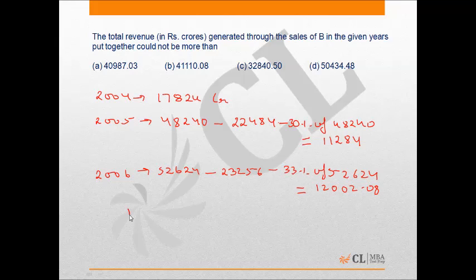So our answer will be 17824 plus 11284 plus 12002.08, which will give me 41110.08. That is option B. Hence option B is the correct answer.